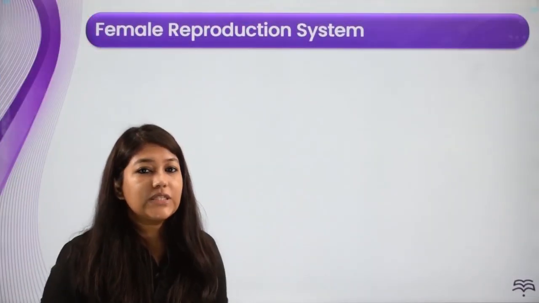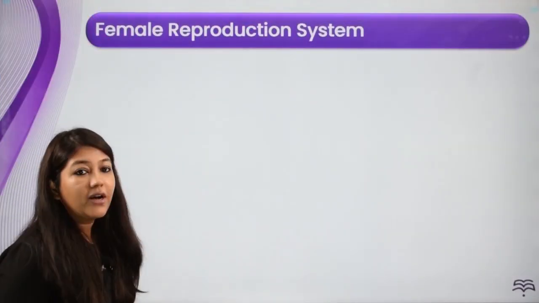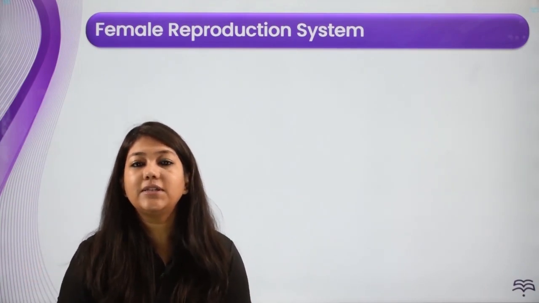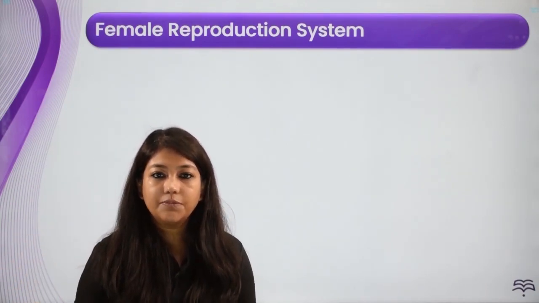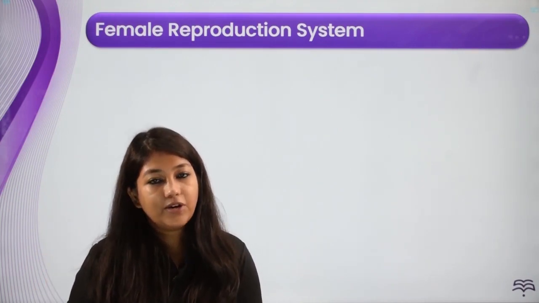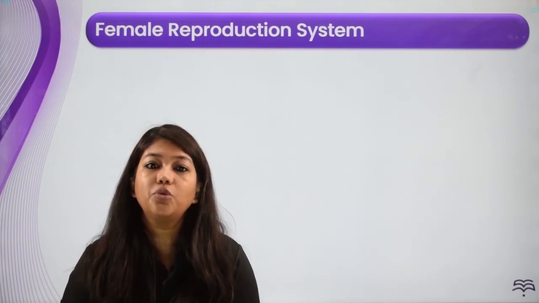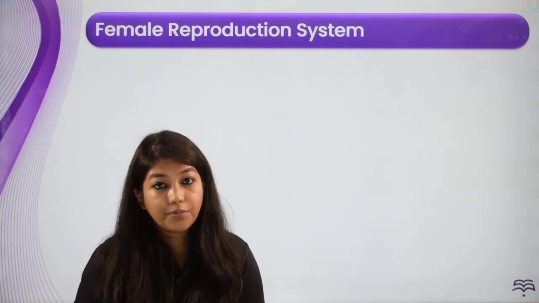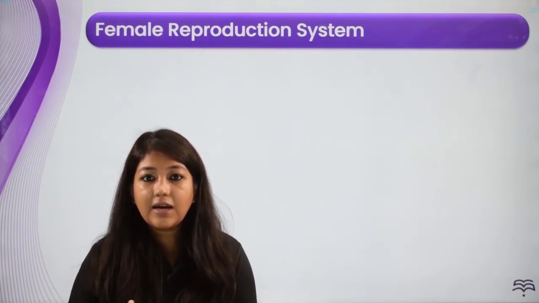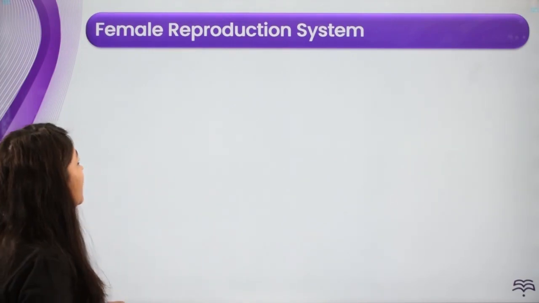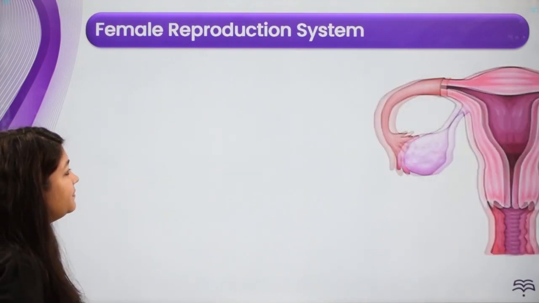Okay, so now next we'll be talking about the female reproductive system. In the previous lectures, we have learnt about the different parts of the male reproductive system. We have learnt the important steps in human reproduction, which is a very important part of the chapter, and making that as the basis we moved into the chapter. So let's start with the female reproductive system.